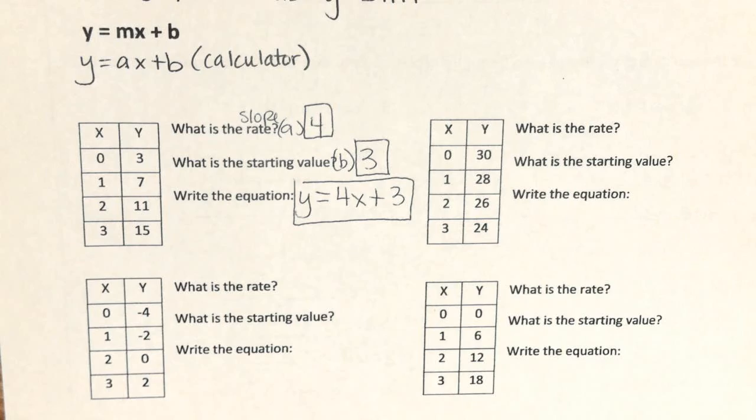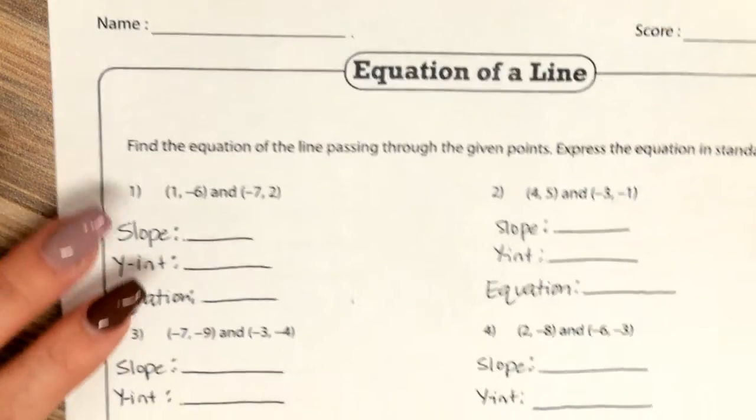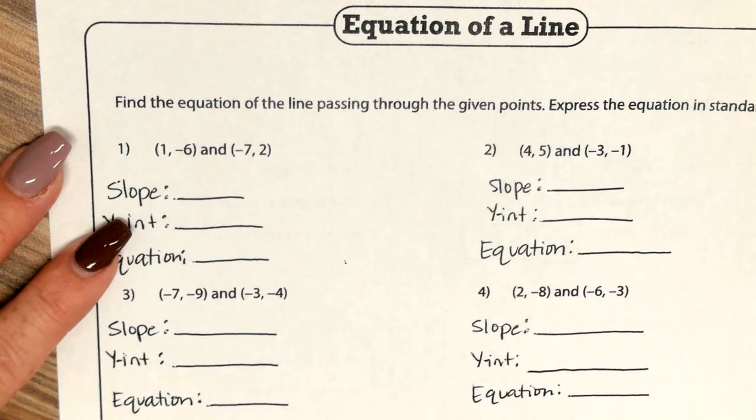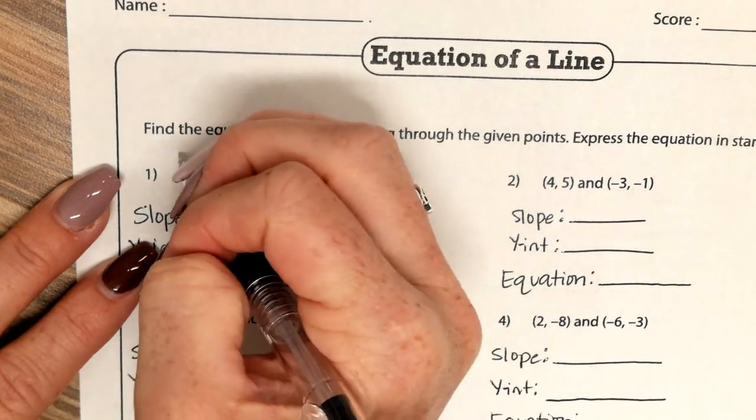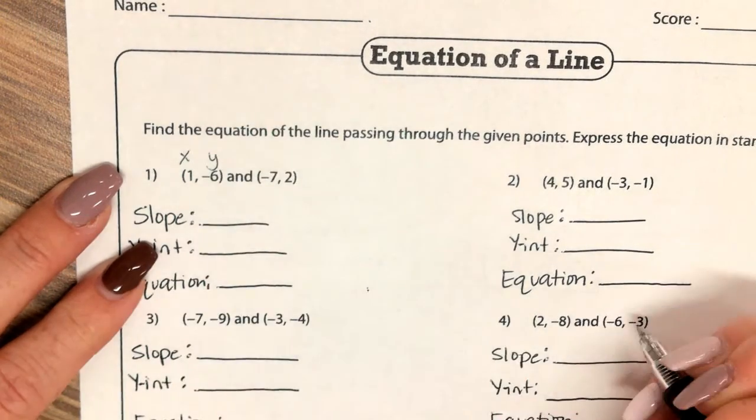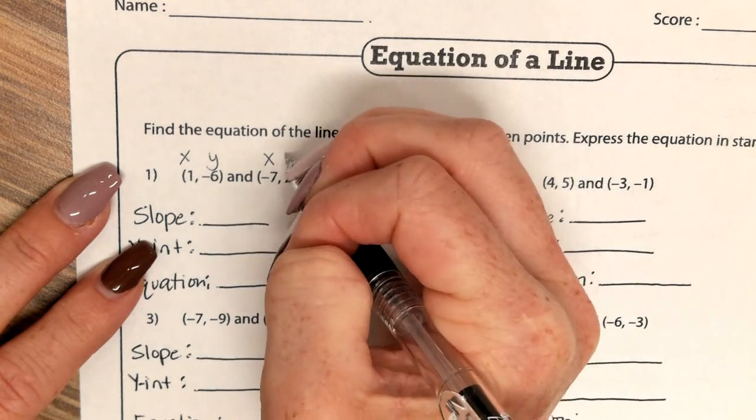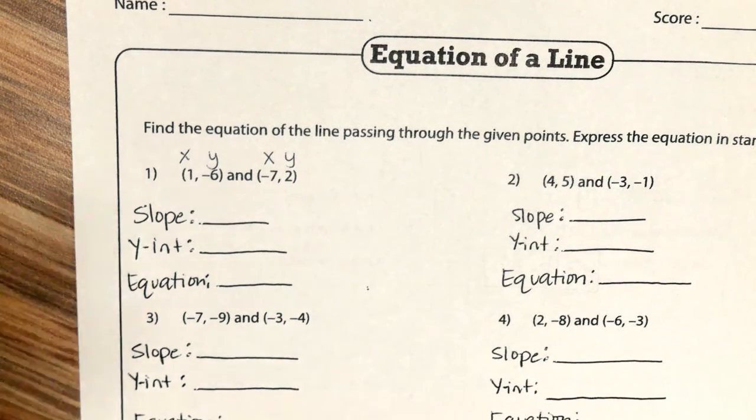Is everybody good? On the back, they gave you coordinates. You have to label, this is the x, this is the y. This is the x, this is the y. And I have to type those coordinates in the correct order. Are y'all good? So if the y-axis is negative, you put minus.